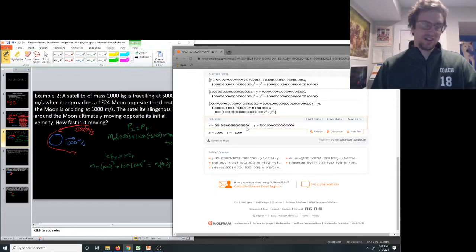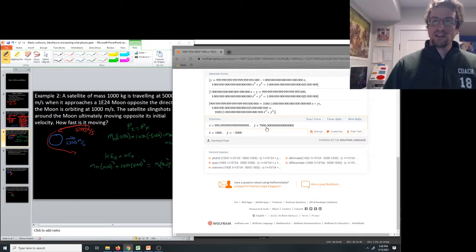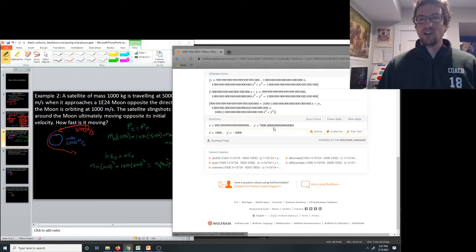It basically didn't slow down at all. And the velocity of the satellite is now 7,000. So it's changed direction, but its speed has increased by 2,000 meters per second.